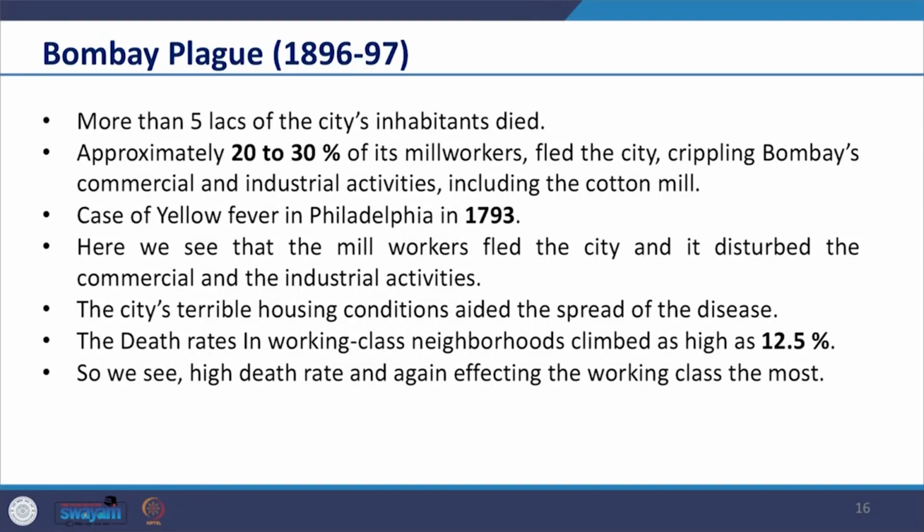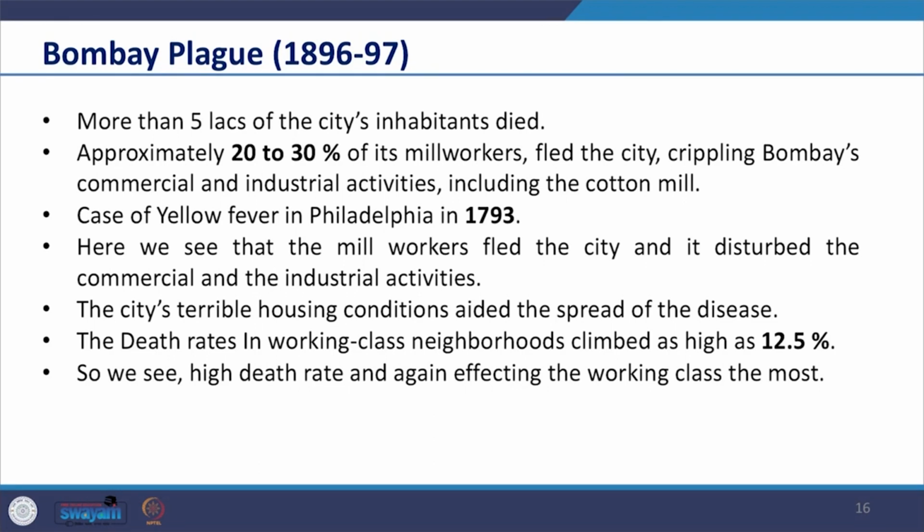You may see how cities have always been vulnerable on account of their attribute of connectivity. We had seen from Conrad's writing that how people reacted to epidemics ranged widely according to the time, place and the social condition of those who had to live through them. Professor Dosal, in her writing published in 1999, tells that as a result of death and the exodus of the panic-stricken, the city's population of more than 8 lakhs was reduced to half. More than 5 lakhs of the city's inhabitants, including approximately 20 to 30% of its mill workers, fled the city, crippling Bombay's commercial and industrial activities, including the cotton mills.